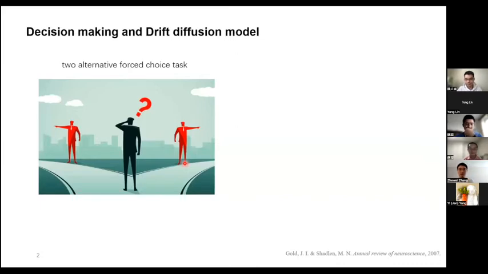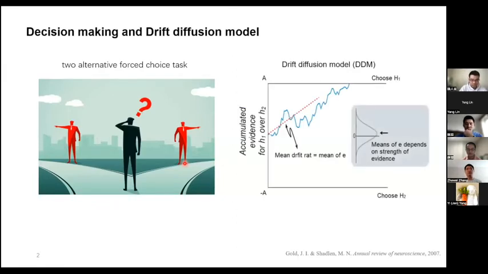Decision making has been studied for decades, and most tasks used for studying decision making are so-called two-alternative forced choice tasks, which means subjects need to make a decision between two alternatives based on a presented cue. To explain the behaviors in those tasks, psychologists proposed the drift diffusion model, DDM for short. In this model, it assumes there is an integrator who accumulates the evidence supporting one option, H1, and against the other option, H2.